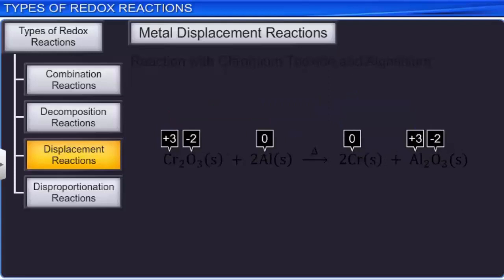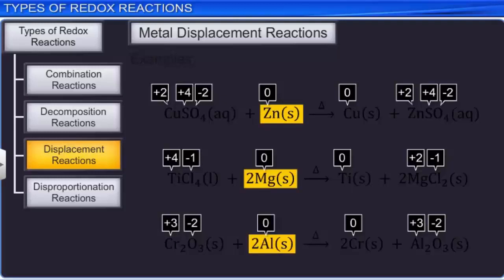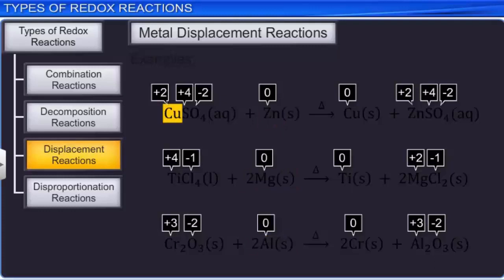Similarly, in this reaction between chromium trioxide and aluminium, aluminium replaces chromium to form aluminium oxide. In each of the metal displacement reactions, a metal displaces another metal, and the reducing metals like zinc, magnesium and aluminium are better reducing agents than copper, titanium and chromium, that is, the metal being reduced.